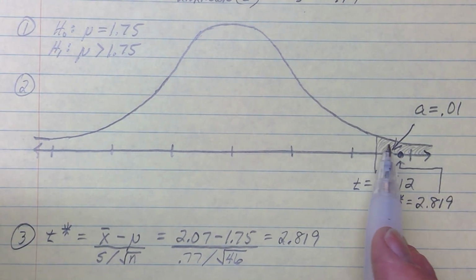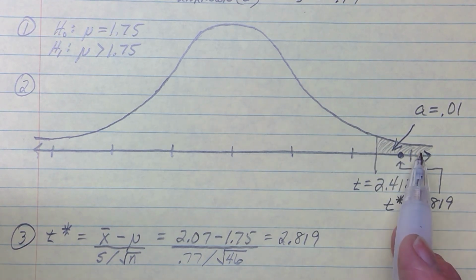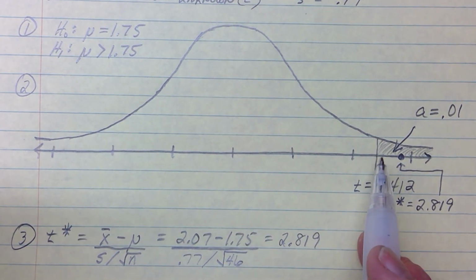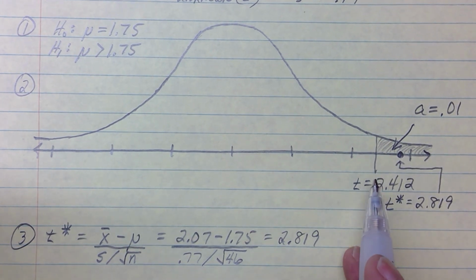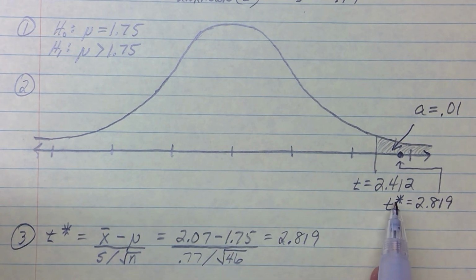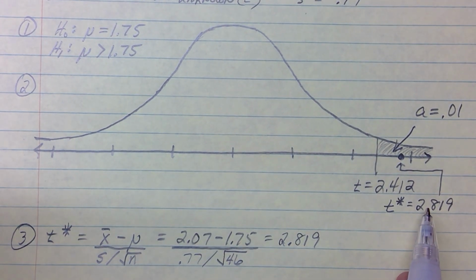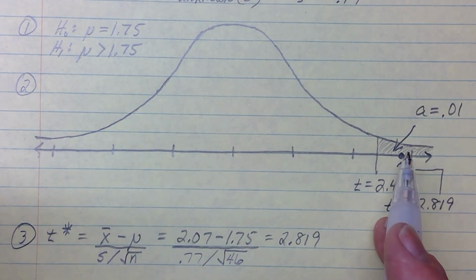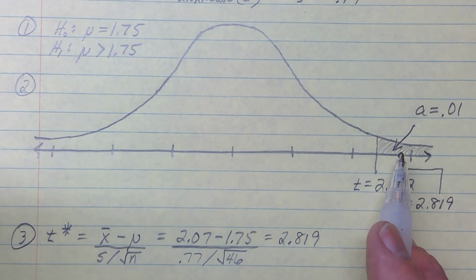One more time, this shaded in area, that's the rejection region, also called the critical region. This line that we drew to start coloring, that is called my critical value. And then the dot that I place on there, the T star, that's my test statistic. Just vocabulary there.